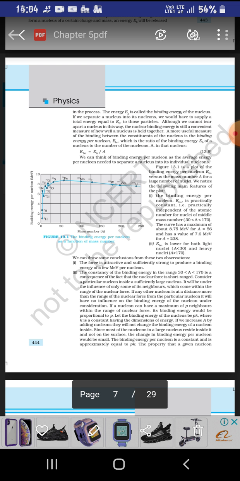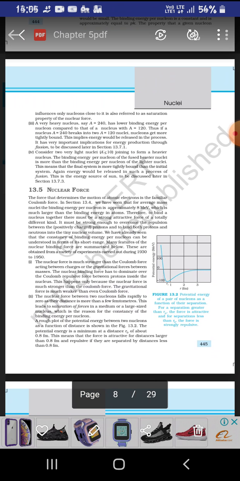The binding energy per nucleon is practically constant. It is constant, and lower for both light nuclei and heavyweight nuclei. From these two observations we conclude that the nuclear force is attractive and strong enough to produce binding, and the constancy of the binding energy per nucleon in the range 30 to 170 is a consequence of the short range of the force. A very heavy nucleus has lower binding energy per nucleon.